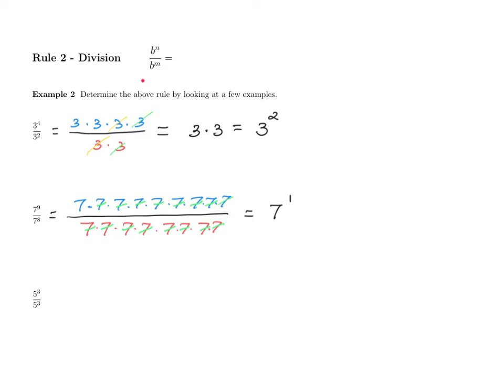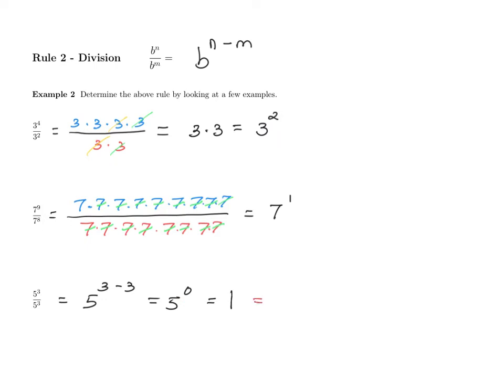I think I have an idea of what this rule is. If the base is the same and you're dividing it, you end up with the same base, but you subtract the exponents. Now, what does that mean for this expression here? 5 cubed over 5 cubed. If we use this rule, this is 5 to the power of 3 minus 3, which is 5 to the power of 0. As we've stated before, as long as the base is not 0, something to the 0 power is equal to 1. Does this make sense?